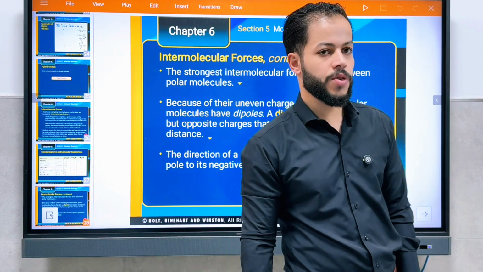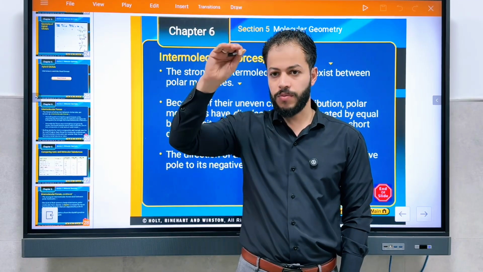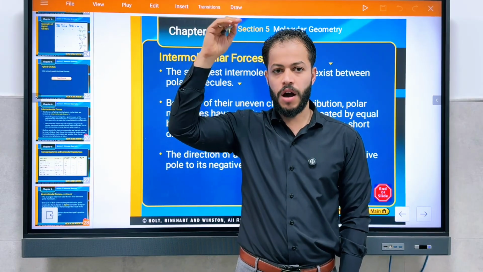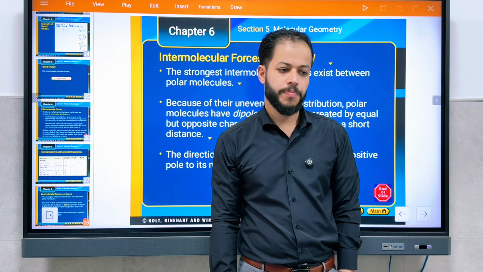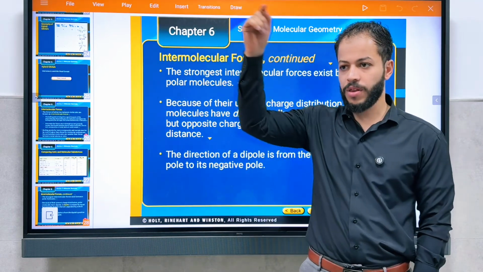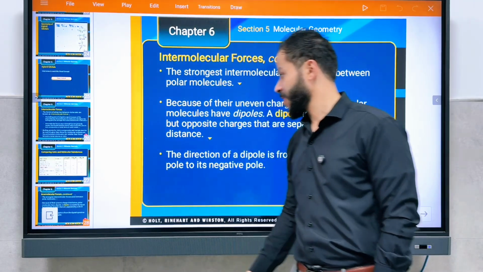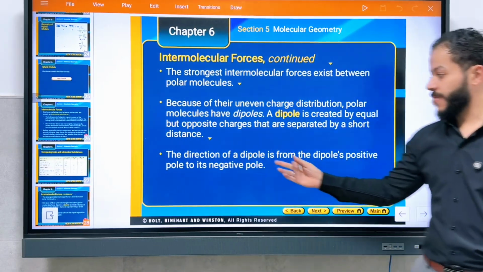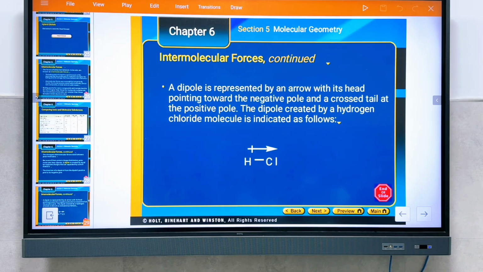Uneven distribution of a charge that creates a partial charge upon the atoms. Partial negative upon the atom with high electronegativity. Partial positive with the low electronegativity. Okay, so a dipole is formed with a positive pole and a negative pole.